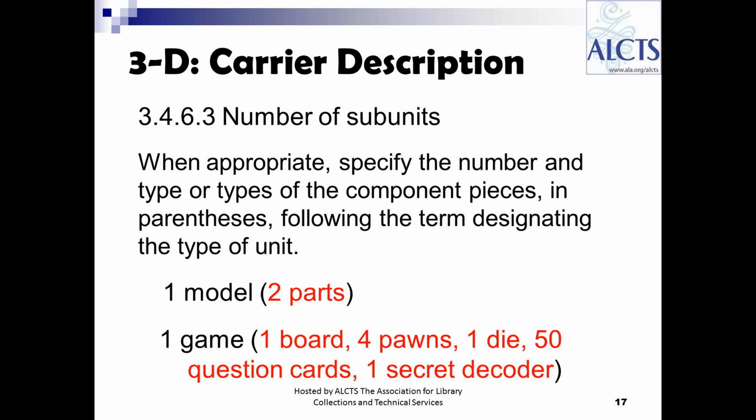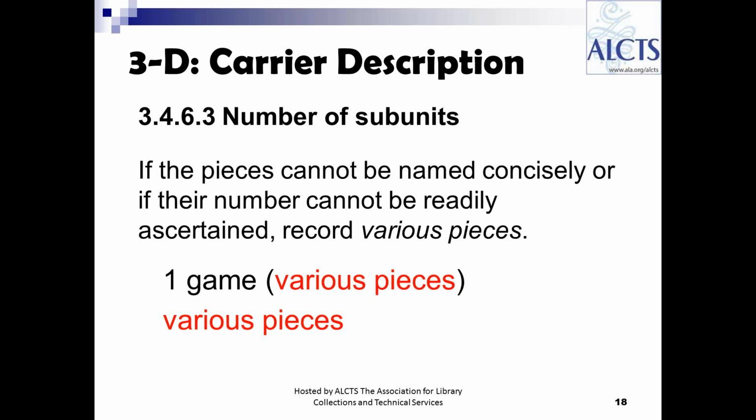Some things are made up of smaller parts or subunits, and RDA allows you to list those in parentheses after the main unit. A couple common examples are multi-part models or games with many pieces. If it's impractical to give even an approximate number, or if you have a lot of different kinds of things and you don't want to list them all in the extent element, RDA says to use the phrase various pieces. This can be used either at the unit or subunit level.